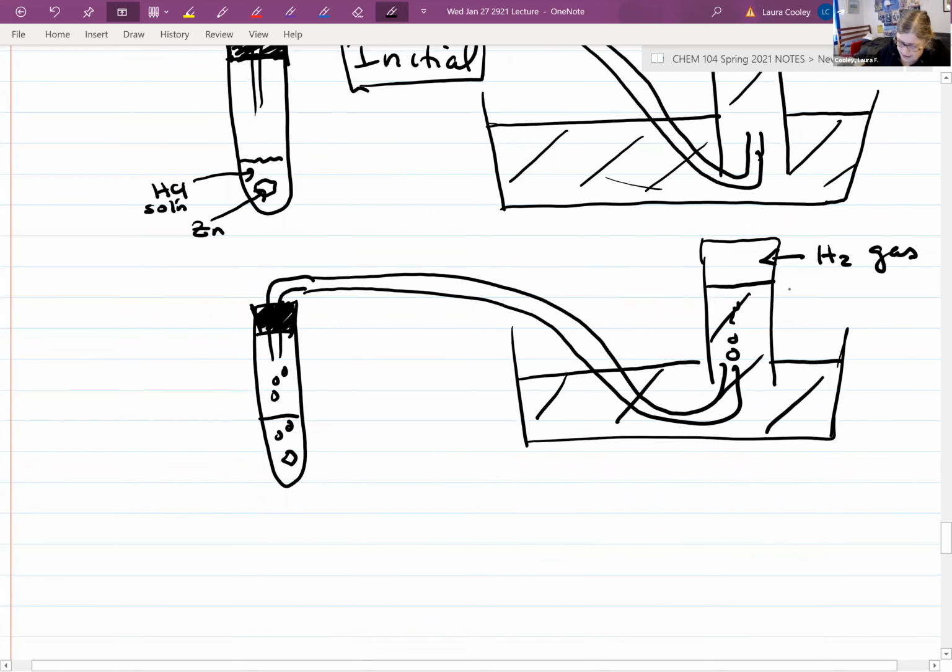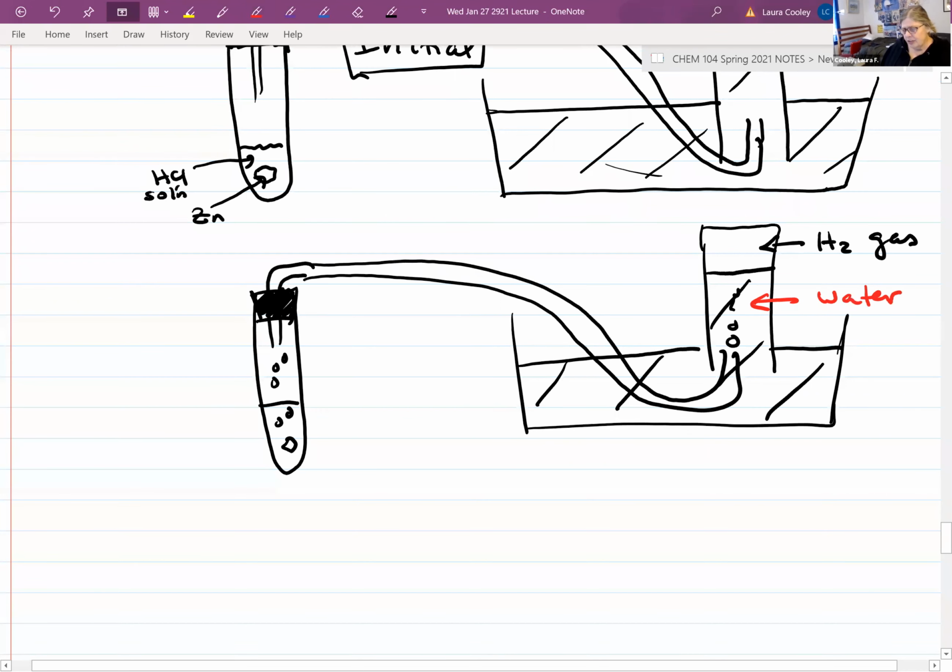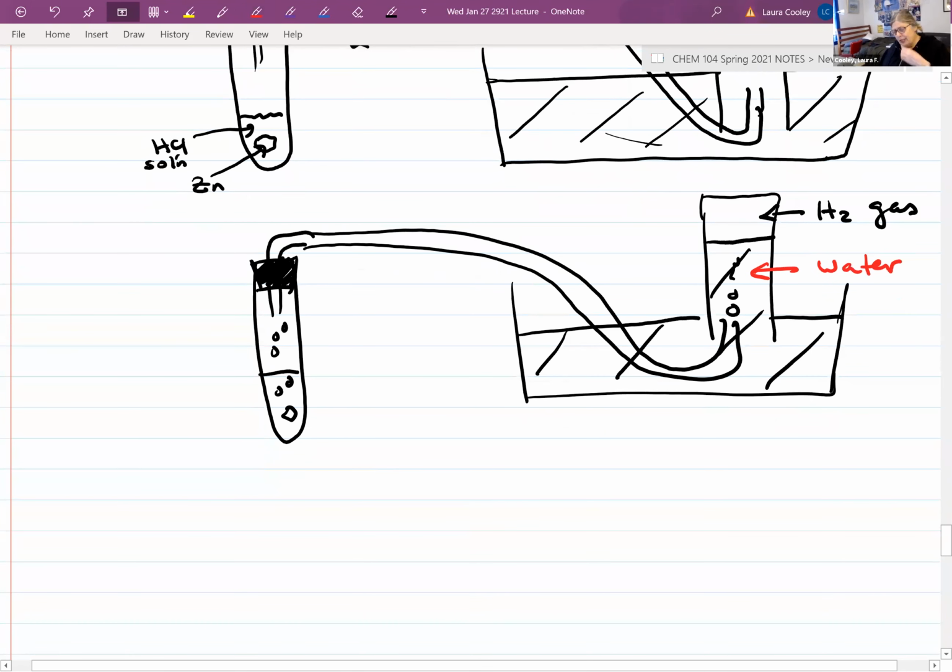But this gas is being collected over water, right? Because this is water here. So whenever you have water in a container, you are always going to have some water vapor above that container, all right?